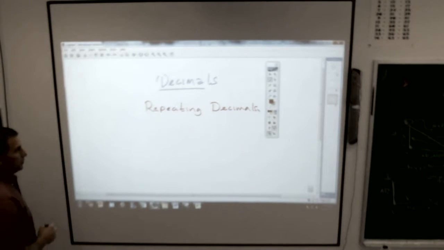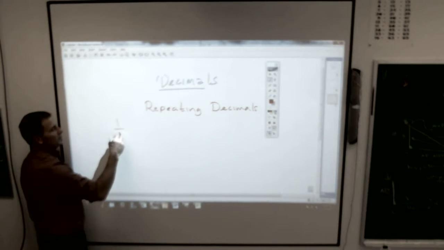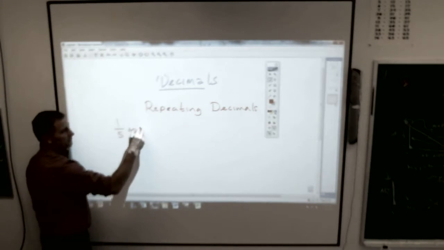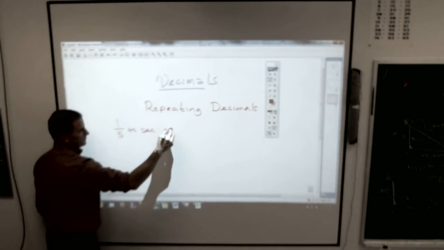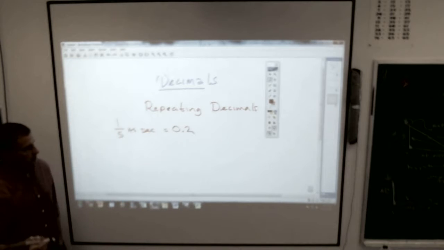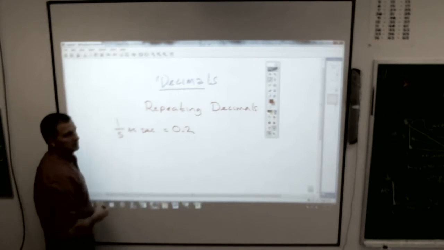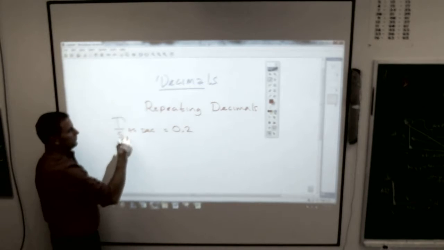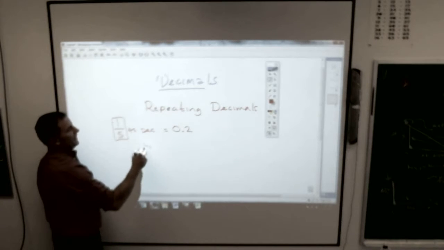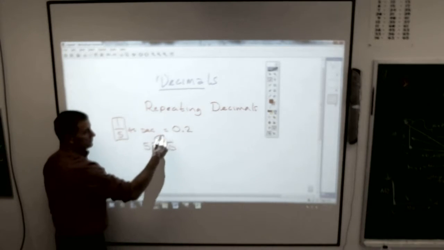A lot of fractions end up being turned into decimals that are really easy. For example, 1/5 as a decimal is what? 0.2. And one way that you can figure that out is, how do I turn 1/5 to a decimal? Well, really, this fraction is a division problem. You divide 5 into 1, and you end up with the decimal 0.2.